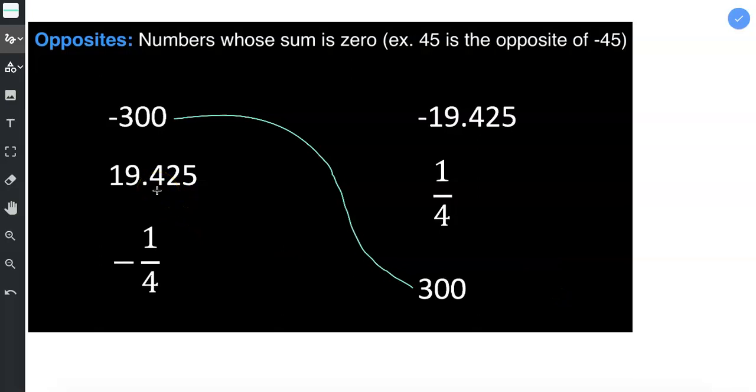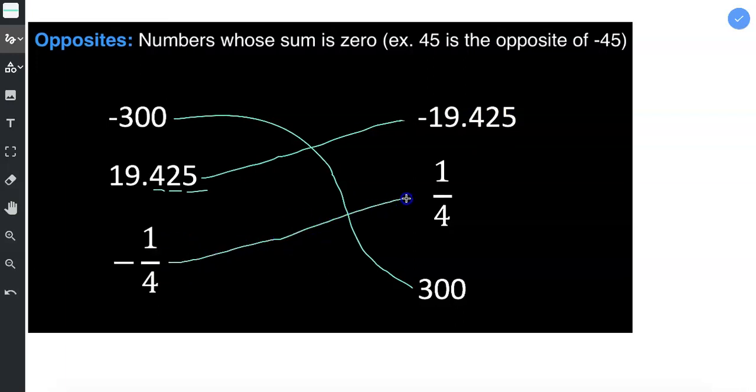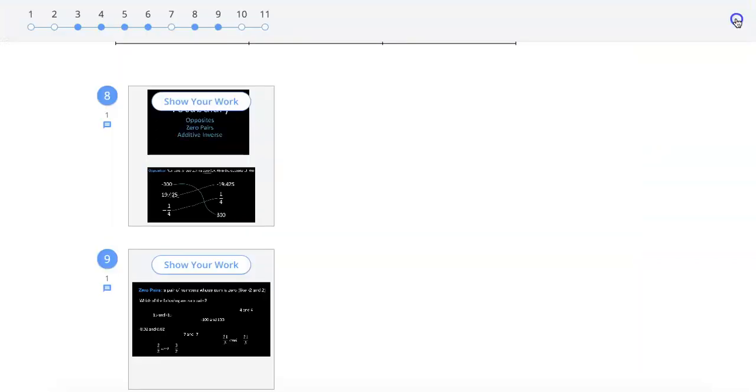Let's count the places. Tenths, hundredths, thousandths. So 19 and 425 thousandths is the opposite of negative 19 and 425 thousandths. Negative 1/4 is the opposite of 1/4. So opposites together form 0. So if you were to add those together, you would get 0.